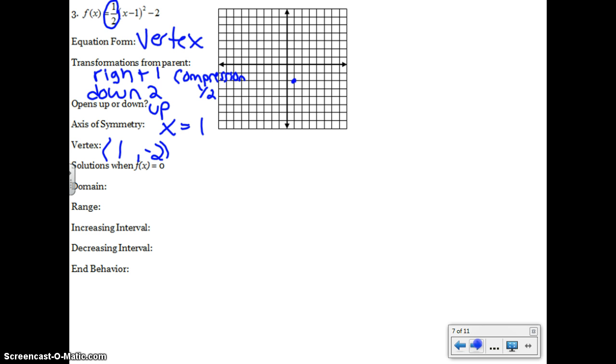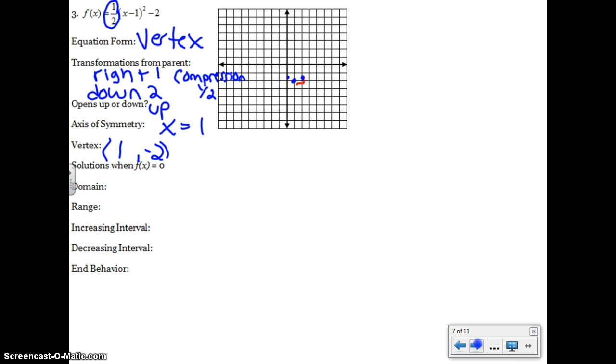I am opening upwards because it's positive, but I'm opening up by 1/2. So when I go to the right 1, I would normally go up 1. But instead of going right 1, up 1, I'm going to go right 1, but only up 1/2 because I'm wider. The 1/2 is going to make it wider. So I go right 1, up 1/2.